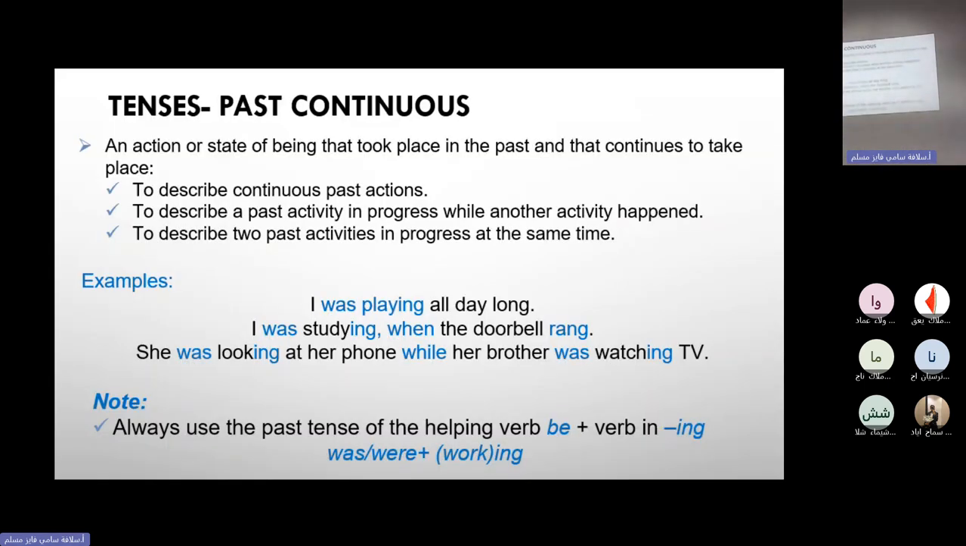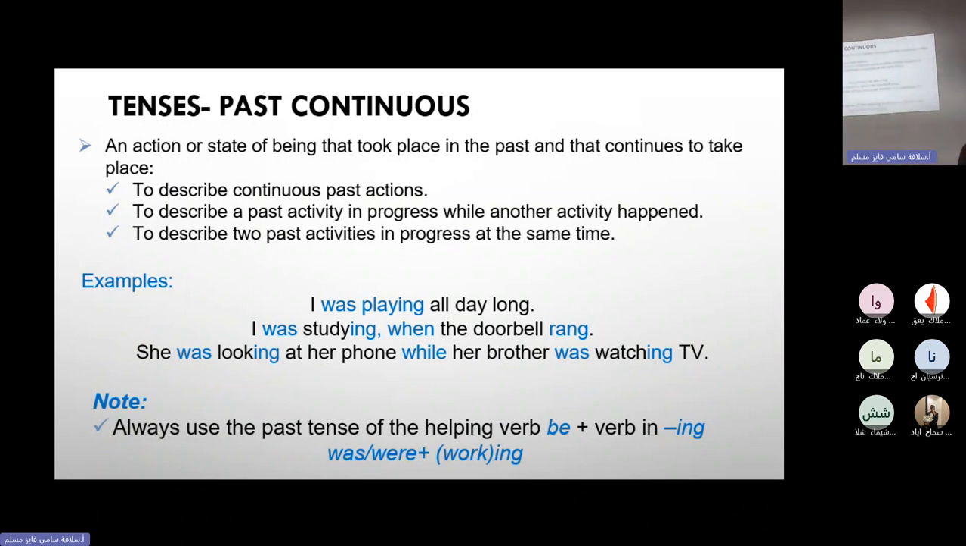الباست. When do you use past continuous? For an action or state of being that took place in the past and continues to take place. ليش بنستخدمه؟ To describe a continuous past action, أو to describe a past activity in progress while another activity is happening. Okay? How to describe two past activities in progress at the same time.